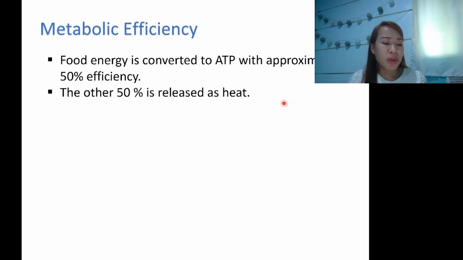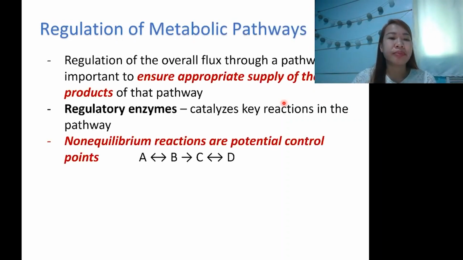Okay, so next, when we talk about metabolic efficiency, we talk about food energy. Food energy from food is converted to adenosine triphosphate with approximately 50% efficiency. So from what we eat, the other 50% is released as heat. Maybe that's why when we eat, for example, pancit with a lot of onions, right, 50% of it will be converted to energy, while 50% will be released as heat. Maybe that's why we perspire a lot when we eat, right?